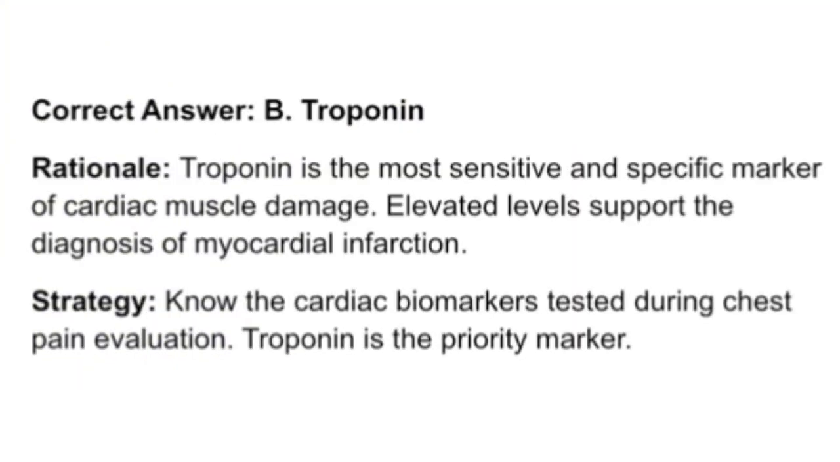Troponin. Rationale: troponin is the most sensitive and specific marker of cardiac muscle damage. Elevated levels support the diagnosis of myocardial infarction. Strategy: know the cardiac biomarkers tested during chest pain evaluation. Troponin is the priority marker.